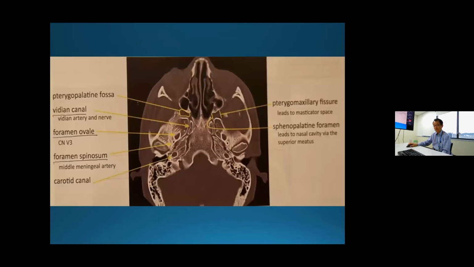So here, skull base, or detailed anatomy, you have to know this foramen ovale, where the fifth nerve runs. Foramen spinosum here has the middle meningeal artery. Carotid here. Adjacent to the carotid is the jugular vein. So carotid space here.